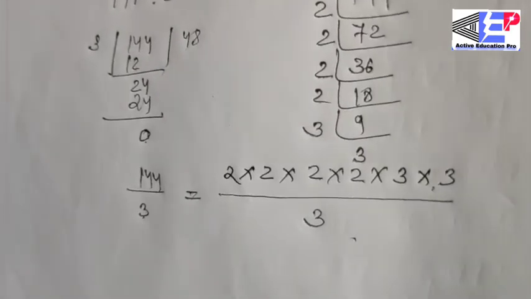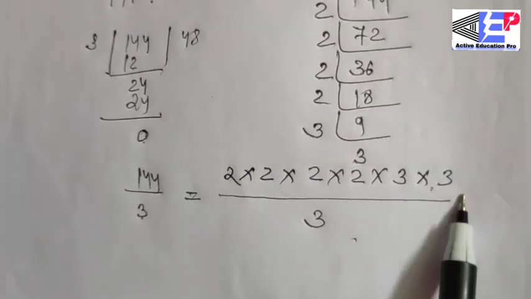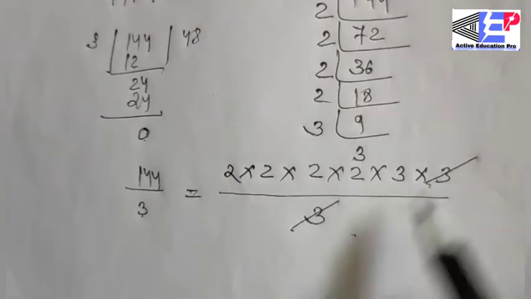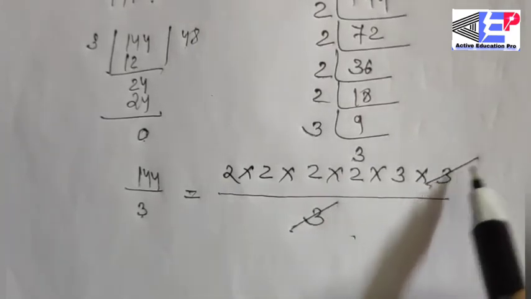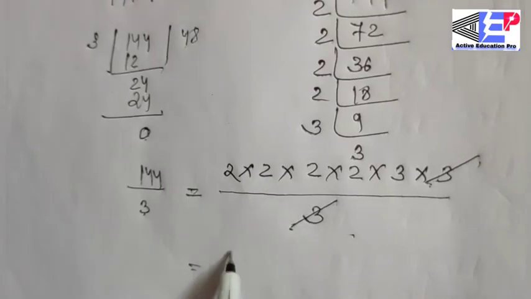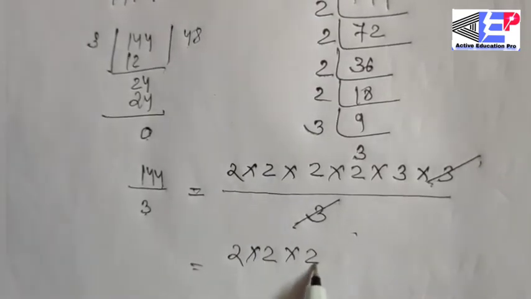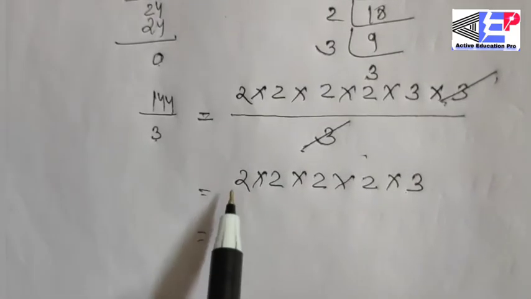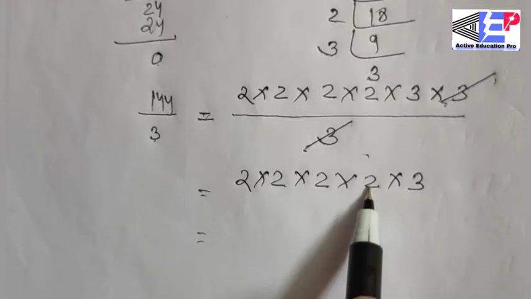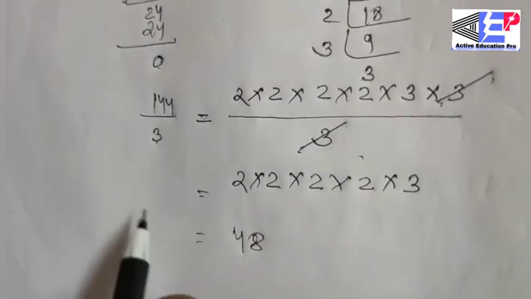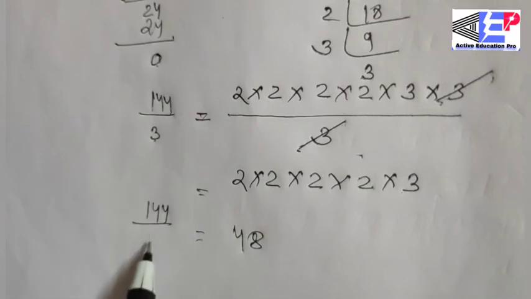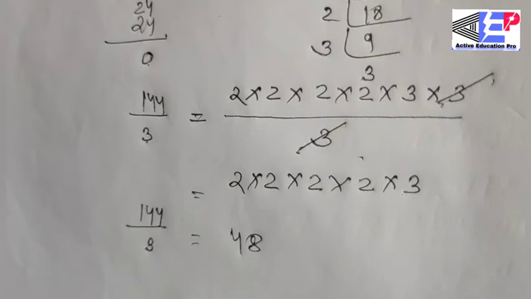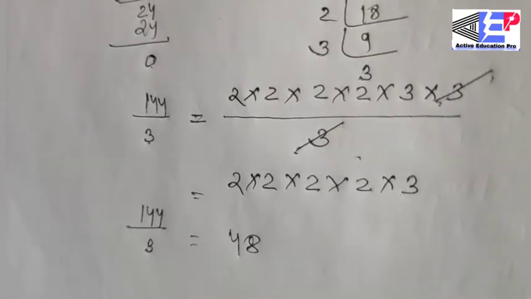Okay. So now we factorize it. 144 is this and 3 is 3. Then cancel the 3 and 3. Denominator 3 and numerator 3 cancelled. The result will be 2 into 2 into 2 into 2 into 3. Then multiply it. 2 2s are 4, 2 4s are 8, 2 8s are 16, 3 16s are 48. Then the answer of division of 144 by 3 is 48. Okay, it is simply numerical division.